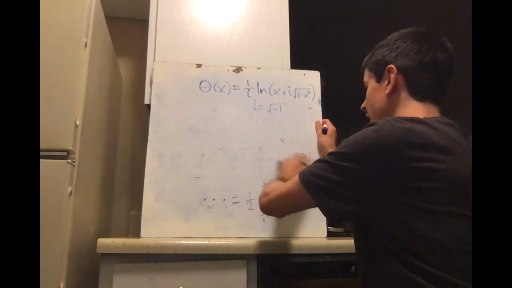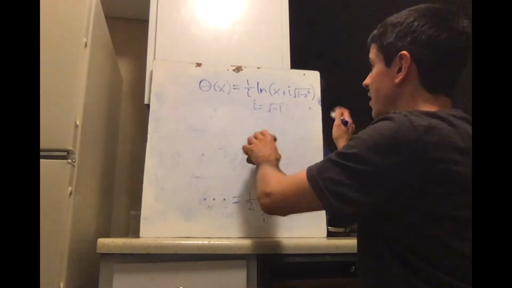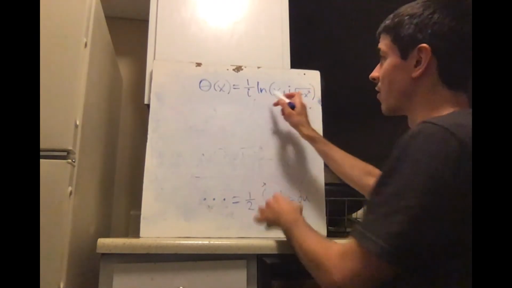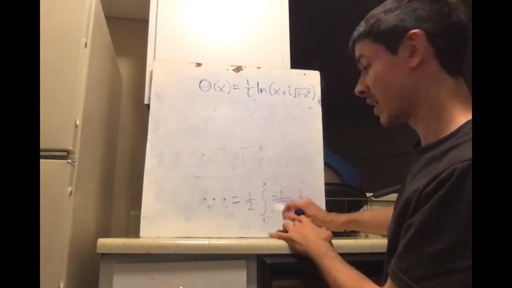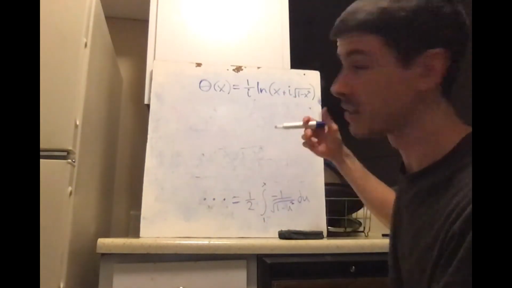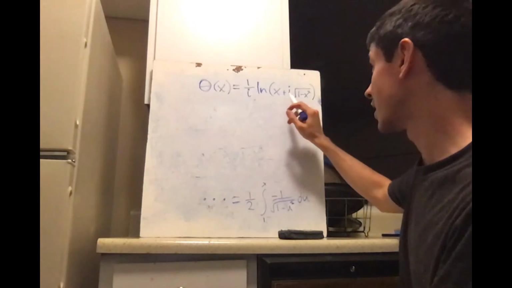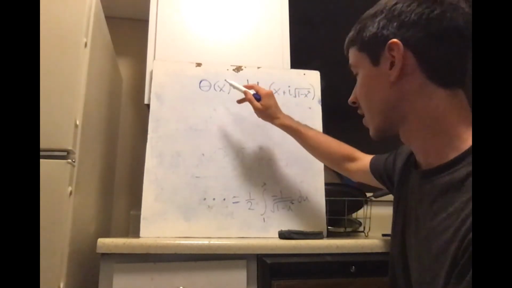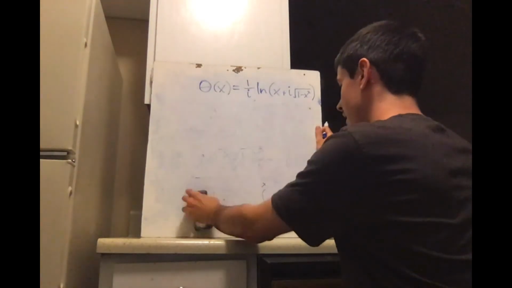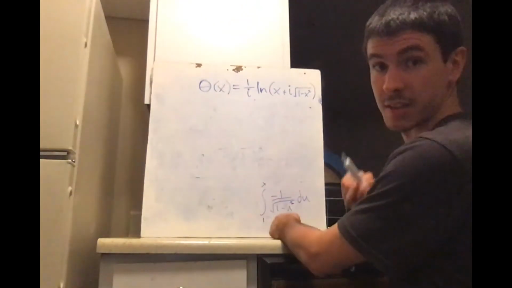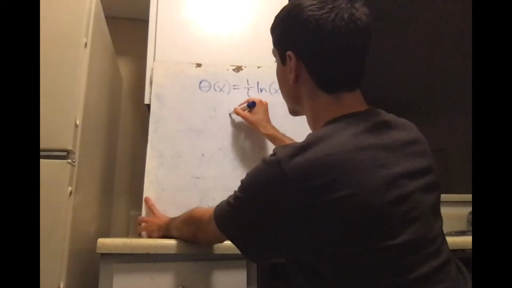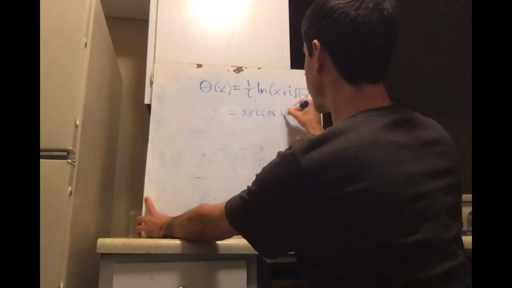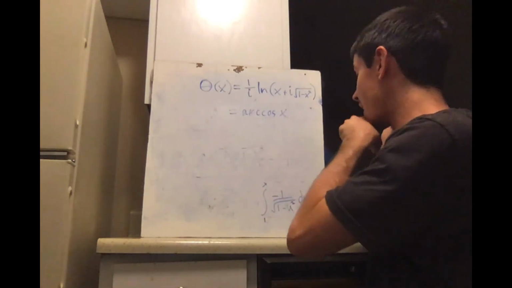And this, you can check that this right here, take the derivative of this function, and it will in fact be this, and evaluate this function at 0, and you get 0. So this theta of x is in fact this function, which is arc cosine of x. So what this is now is another expression for arc cosine of x.